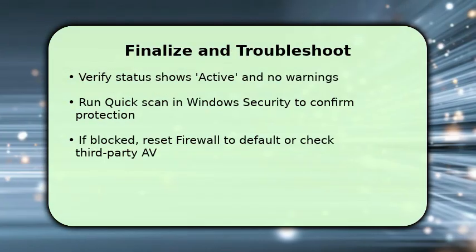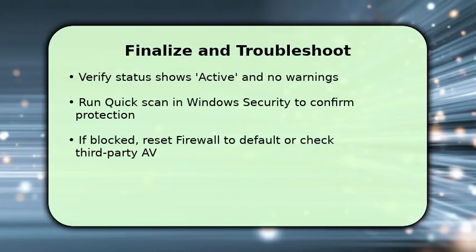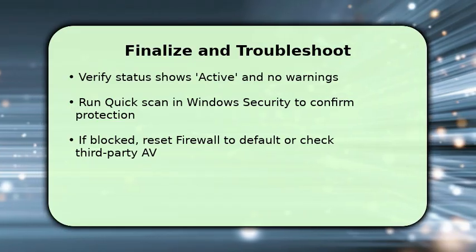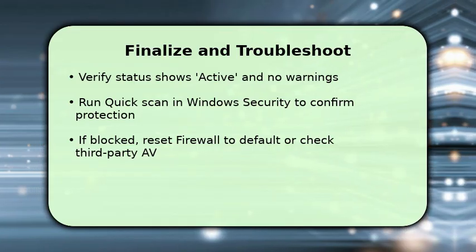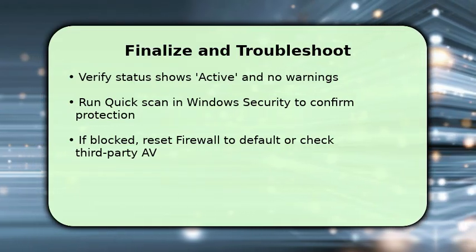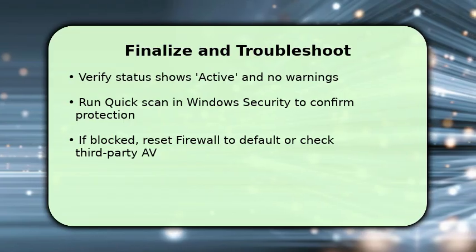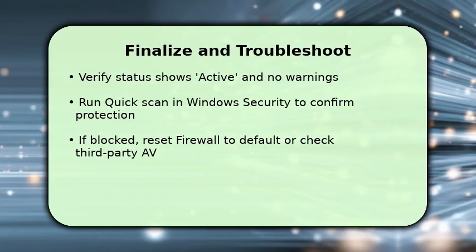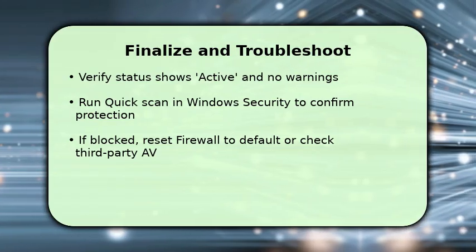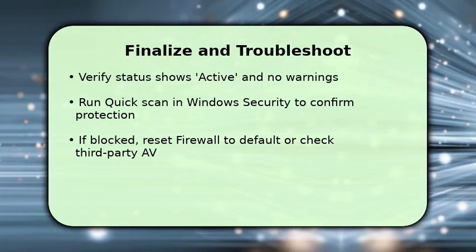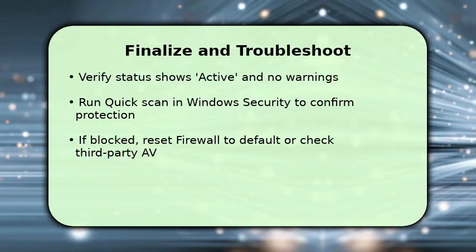Once you've enabled the firewall, check that the profile status reads active and there are no error banners. Run a quick scan in Windows Security to confirm real-time defenses are working alongside the firewall. If an app is inexplicably blocked or connections fail, reset Firewall to default from Advanced Settings or temporarily disable third-party antivirus. Conflicts often prevent Defender from functioning.